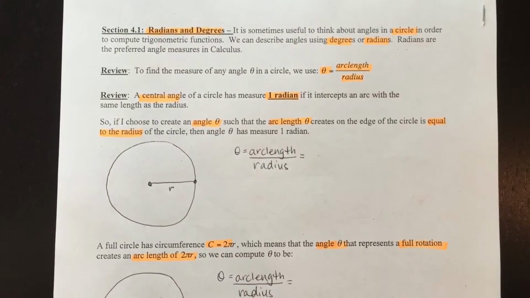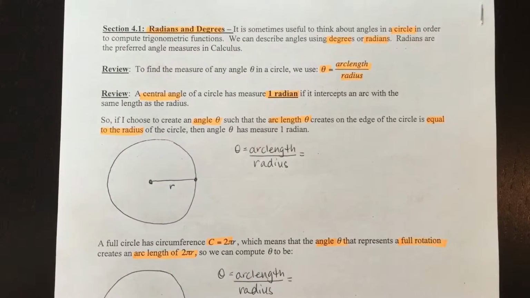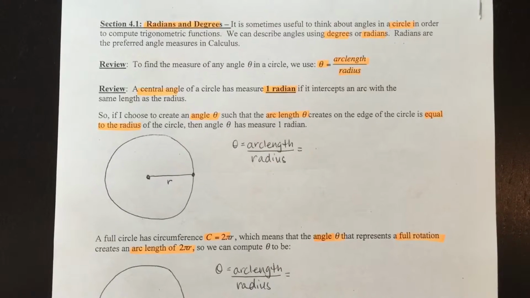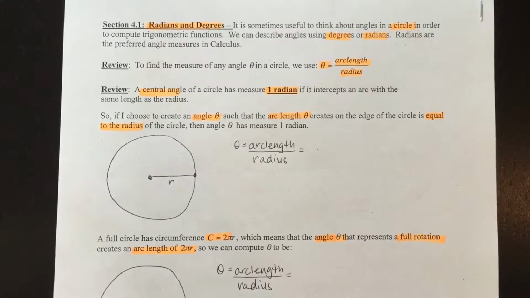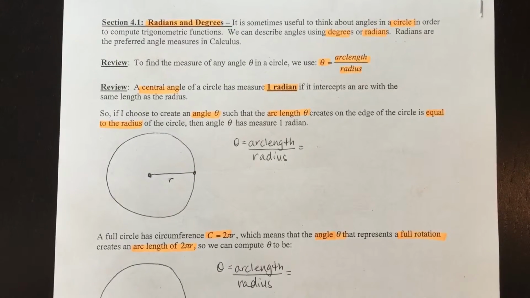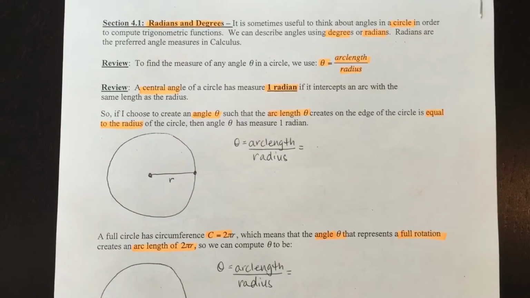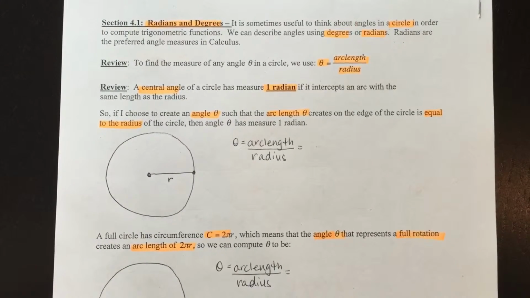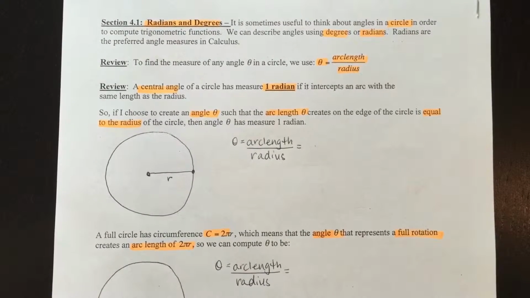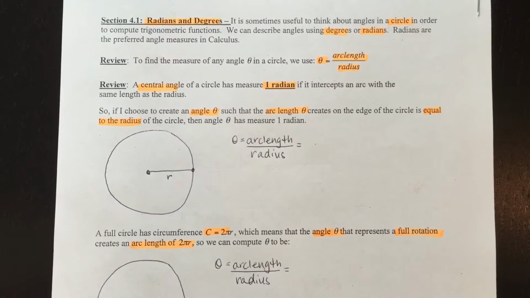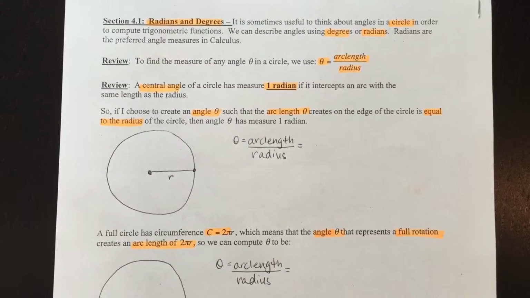Radians are the preferred angle measure in calculus, so you have to get comfortable with that measurement for the class after this. So to review, we can find the measure of any angle theta in a circle using the formula theta equals arc length over radius. So what we're going to do is look at a central angle, and we want to understand how big a radian is. So we want to draw an angle on the circle here with radius r that creates an arc with the same length as the radius.